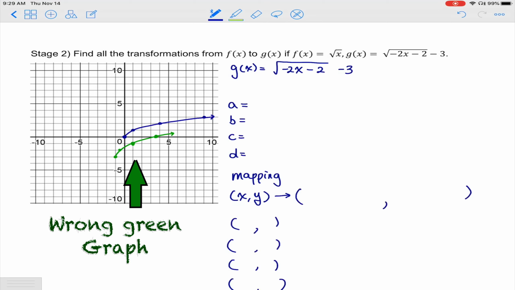This is another example, another stage that you may want to conquer in order to proceed to the final stage of level 3. This one is slightly different from the previous stage, where instead of using function notation, it uses the actual function. In this case, it's the radical function, the square root of x. It says: find all transformations from f(x) to g(x) if f(x) equals the square root of x and g(x) equals the square root of negative 2x minus 2, minus 3. Let's take a look at this one.